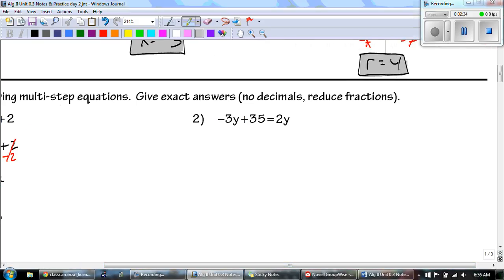So when we look at 2, once again, there are variables on both sides, but which one's smaller? Yeah, the one with the negative on it, Mr. Grice. Okay, so to get the 3 to the other side, I have to add it. So I'm going to add 3y to both sides. We get 35 equals 5y. And then divide both sides by 5. What does y equal? Yeah, 35 divided by 5, you should have gotten 7.